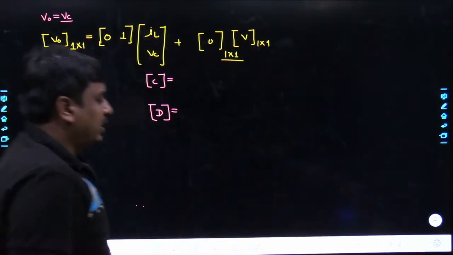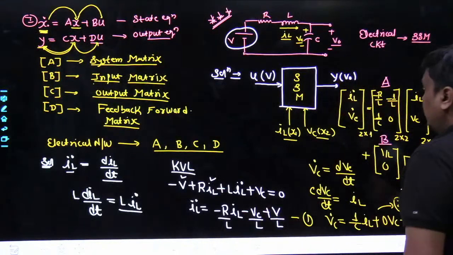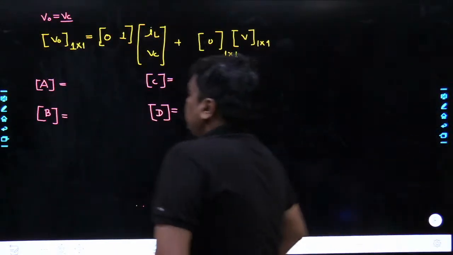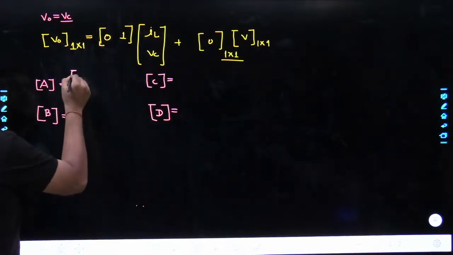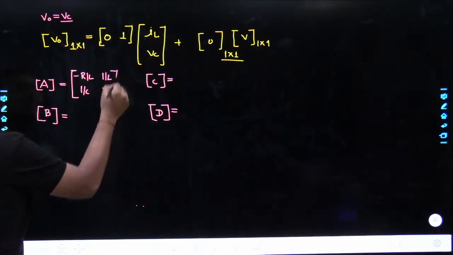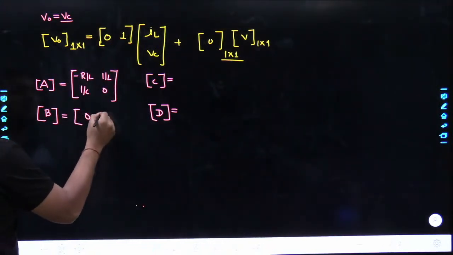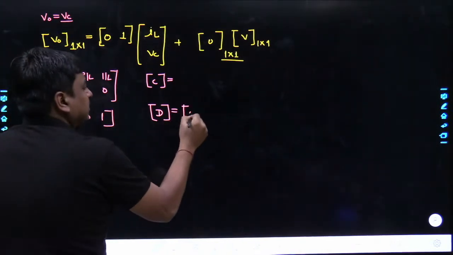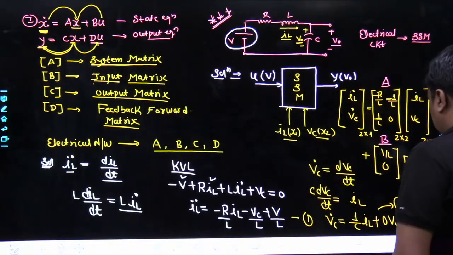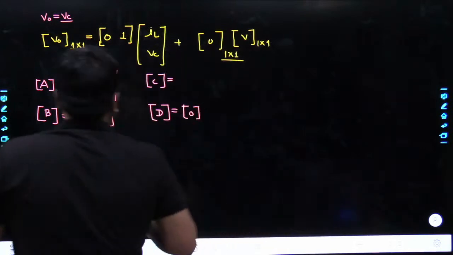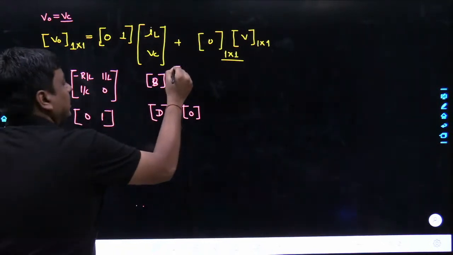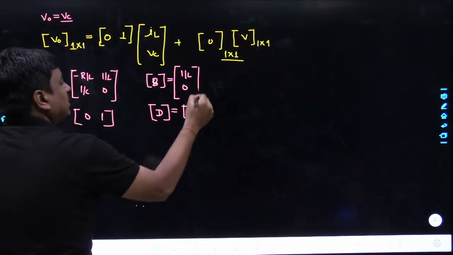Yes. If you want, I can recall them. So where was matrix A? This was matrix A: minus R by L, minus 1 by L, and 1 by L, probably 1 upon C, and 0. If we talk about matrix B, it's going to be 0, 1. Similarly, matrix D is simply a null matrix, 1 cross 1. Just a minute, here it is B, here it is C: 1 upon L, 1 upon L, and here it's going to be 0, here it's going to be 0.